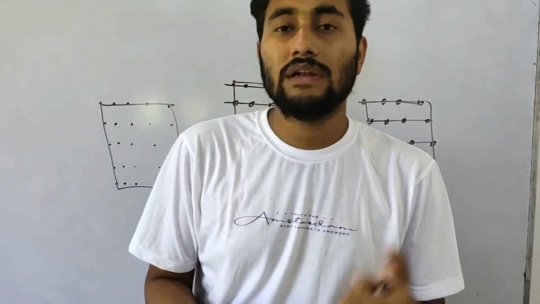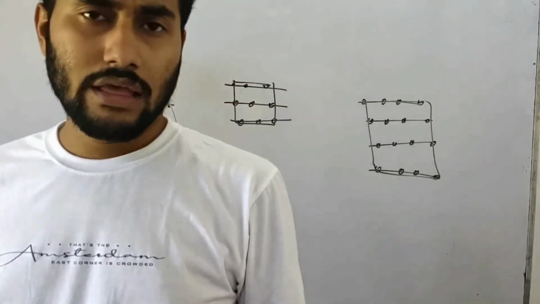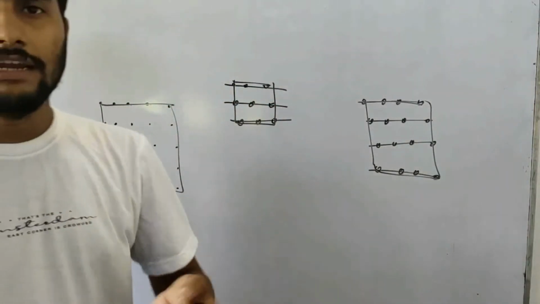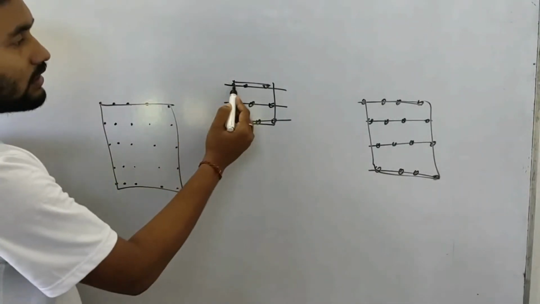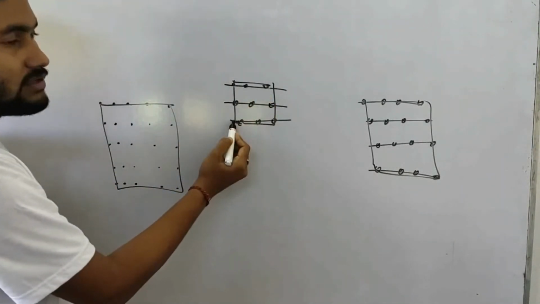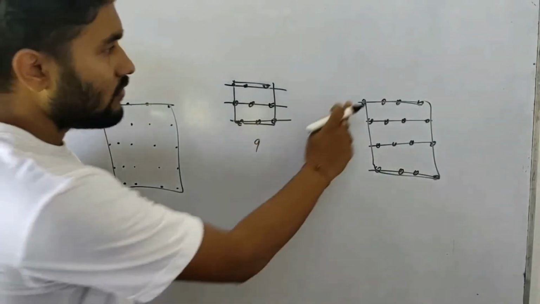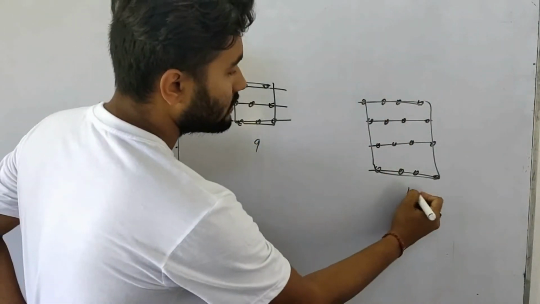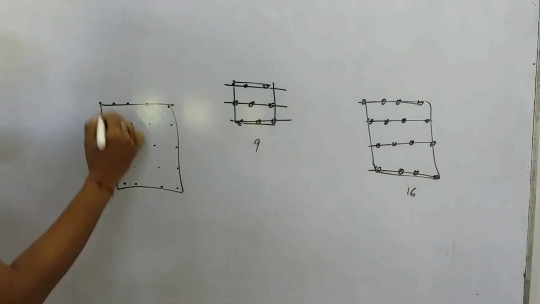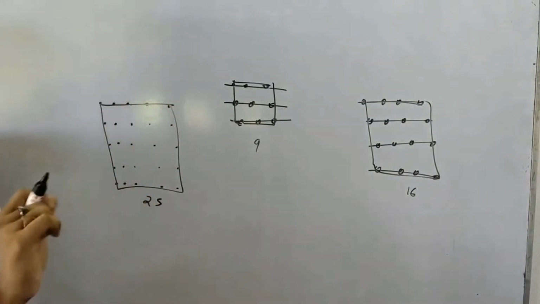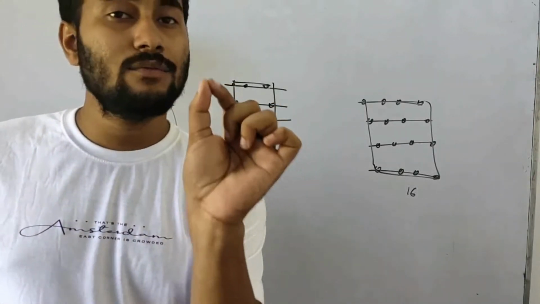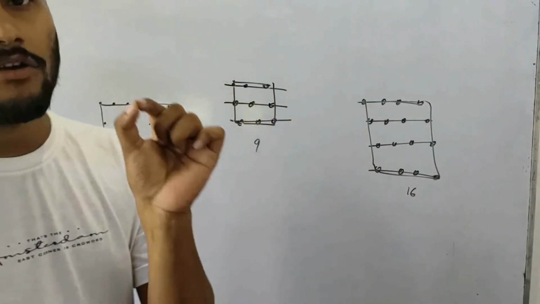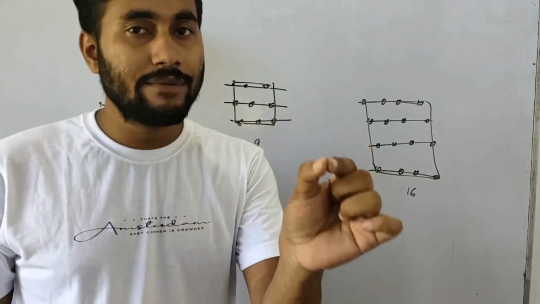Now if it is a square, what is the area of this square? Area of this square is side into side, isn't it? 3 and 3, 9. 4 and 4, 16. 5 and 5, how much? 25. So you see how many plants are there? Total number of plants will be exactly the same as the area.